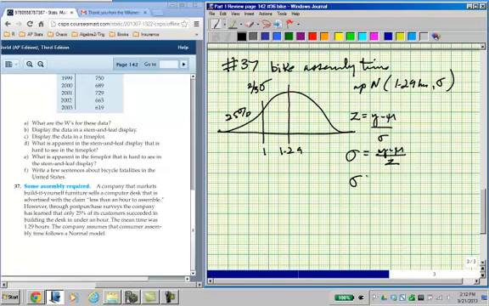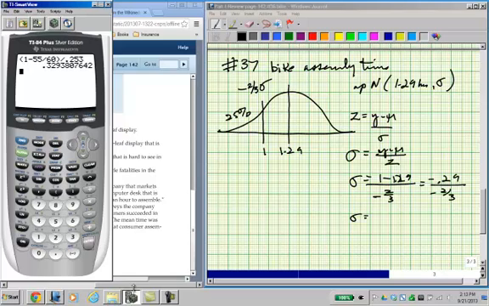So sigma will equal 1 minus 1.29 over 2/3, which equals negative 0.29 over negative 2/3. And so let's do that in a calculator. So I've got negative 0.29 divided by parenthesis negative 2/3, and I get 0.435, which is the standard deviation.